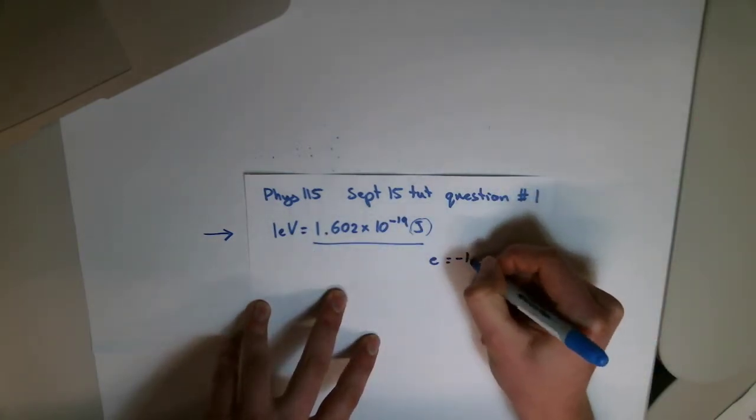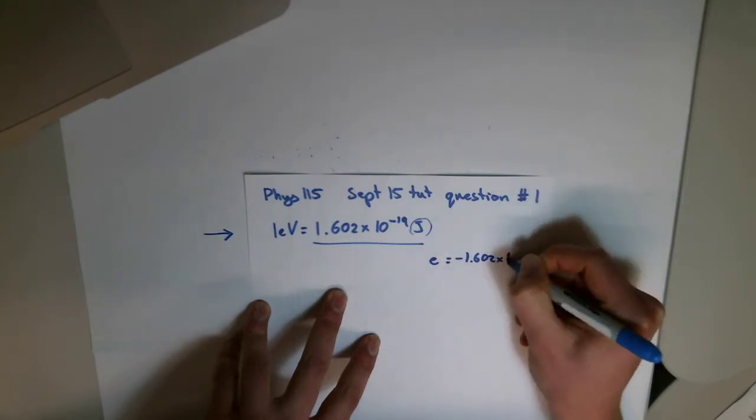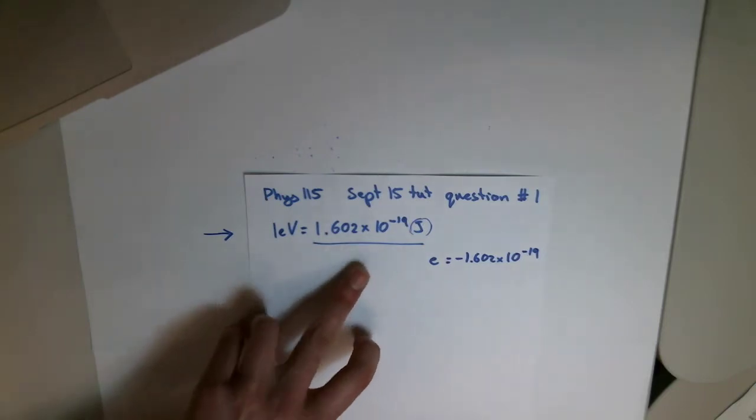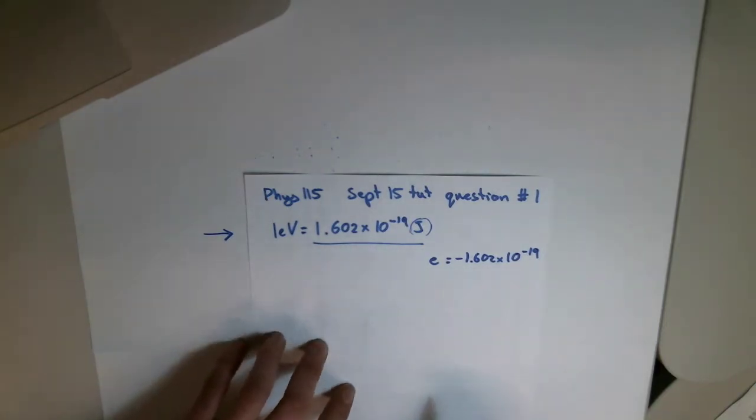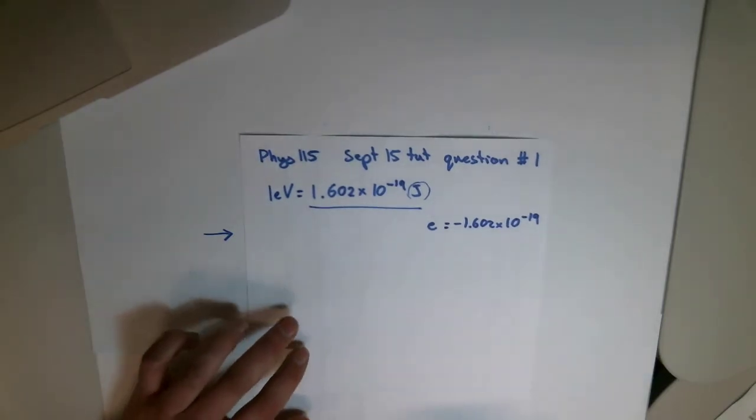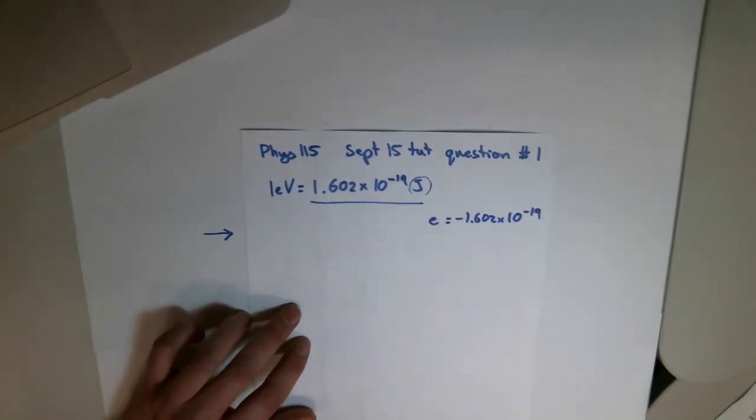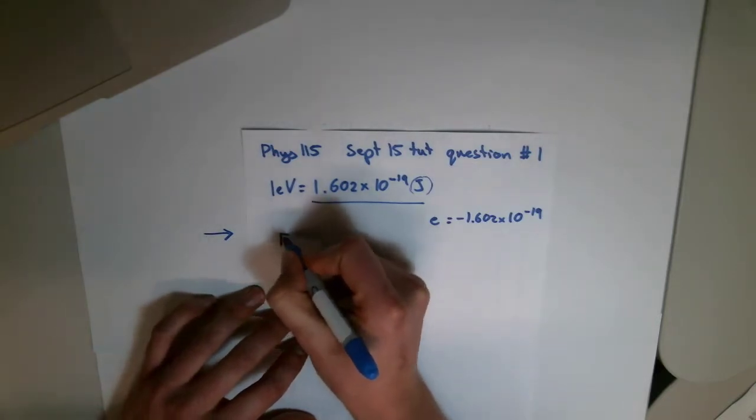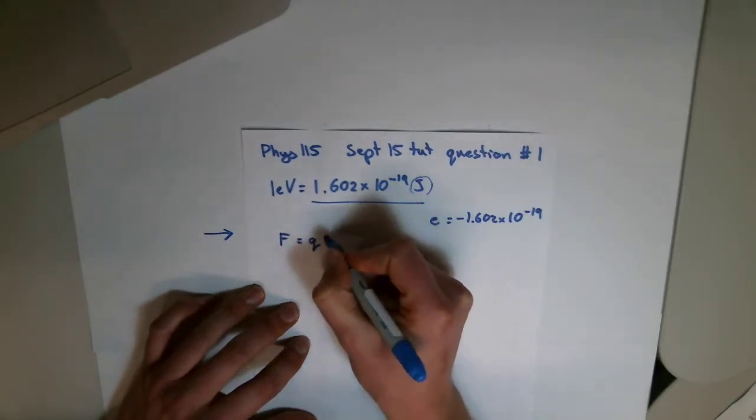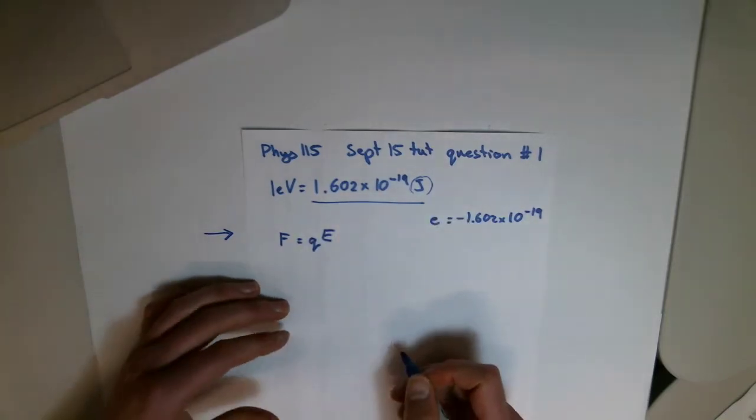So e is minus 1.602 times 10 to the minus 19. So, reasonable clue that the charge on an electron is probably going to be in there somewhere, but they've suggested to you that you start off by looking at the force on a charged particle when it is in an electric field. And so that's a fairly simple expression. The force on a charged particle equals Q times E, which is the electric field.